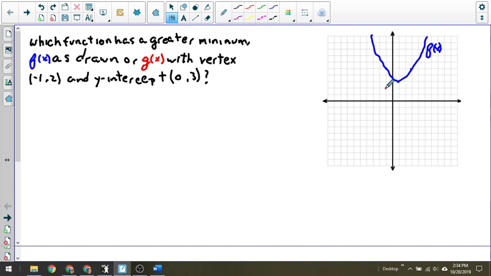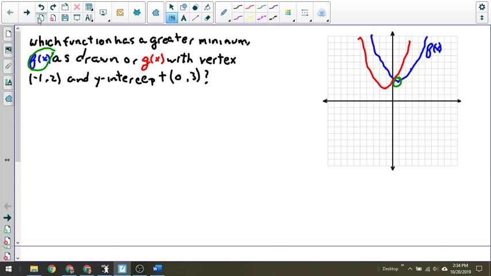So now I know that since that's the vertex and that's where it turns, this parabola does something like this, and I have enough to compare. So now I'm looking at which one has the greater minimum. The higher minimum is right here at f of x. F of x has a greater minimum than g of x. So for this particular example, f of x has the greater minimum.